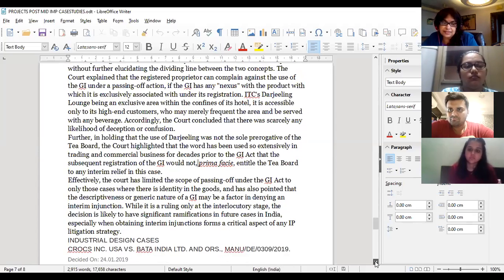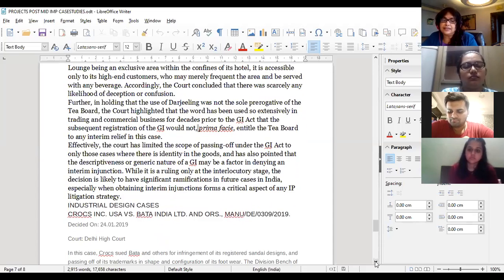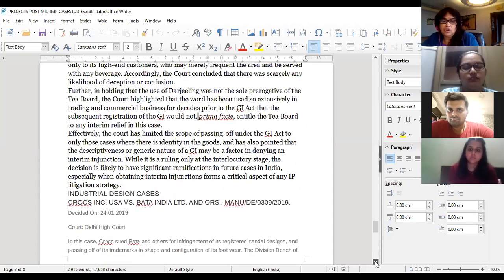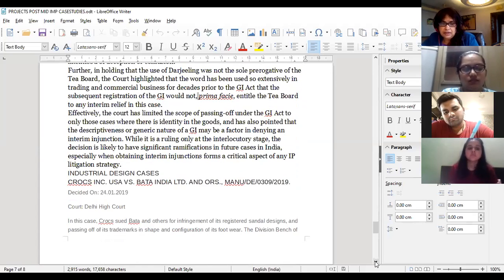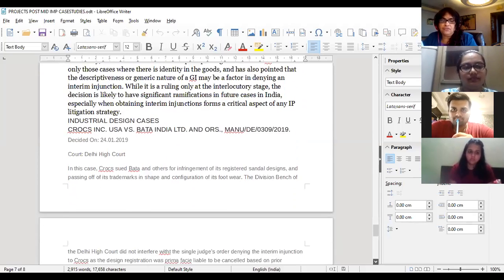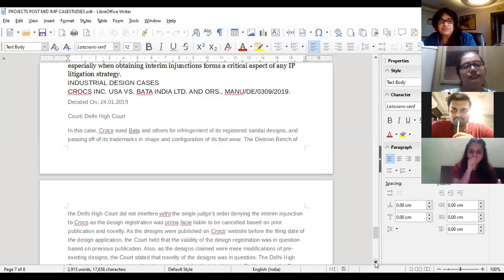So another important case, very important case about designs, is Crocs India versus Bata India. You all know the famous company Crocs. Here, Crocs India filed a suit for infringement of registered sandal design. They said that Bata India has copied it, along with passing off and trademark in the shape and configuration of its footwear. The division bench of the Delhi High Court did not interfere with the judge's order denying the interim injunction. Again, I told you the remedy is interim injunction, but denied, as the registration was prima facie liable to be cancelled based on prior publication and novelty.